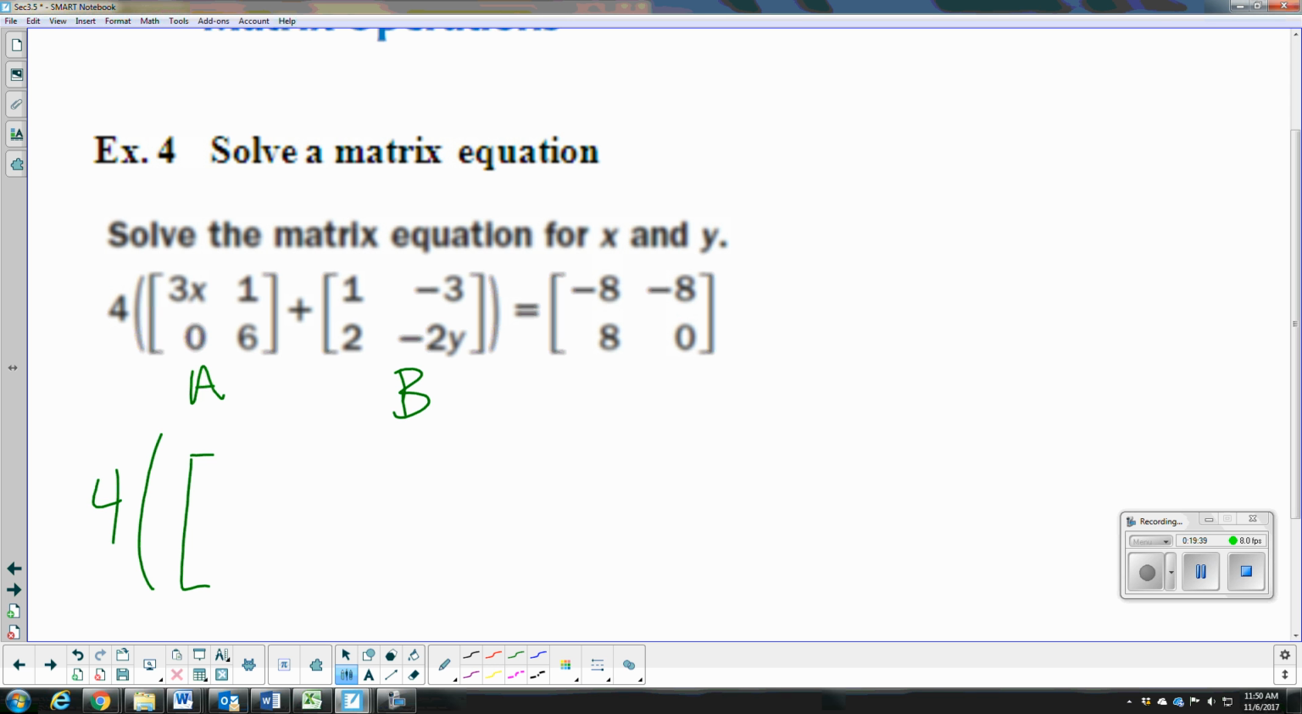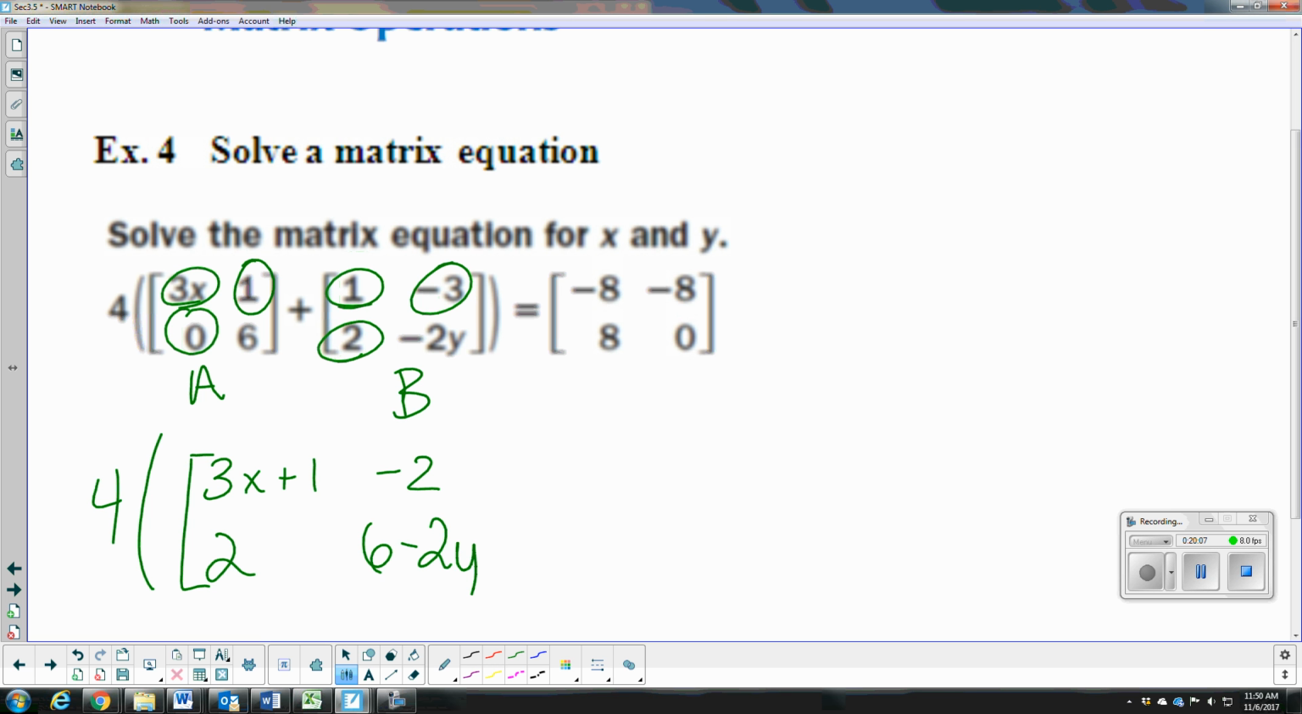So 3x plus 1, and then 1 minus 3, and then 0 plus 2, which is 2, and then 6 plus a negative 2y, which is 6 minus 2y.